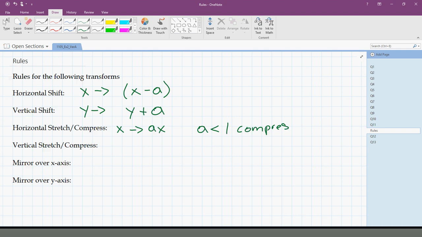Vertical stretch or compress. Vertical is everything that happens to the Y, right? Greater than 1. And for this one, the A value has to be between 0 and 1. This one will be good if you take notes on it. Horizontal. This is a horizontal stretch.